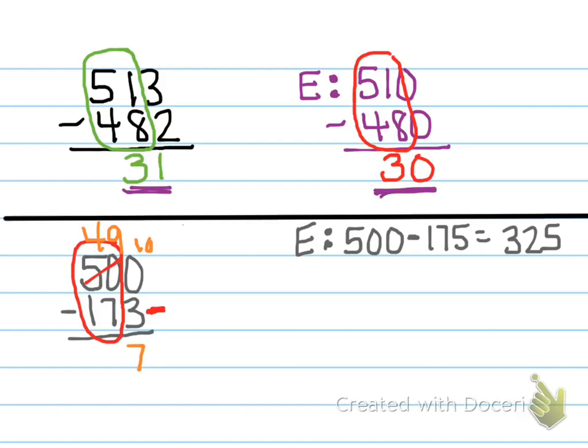Now look at how easy this is. 49 minus 17, 9 minus 7 equals 2. 4 minus 1 equals 3. So our answer is 327. Is that reasonable? Take a look and see, is it close to our estimate? Great.